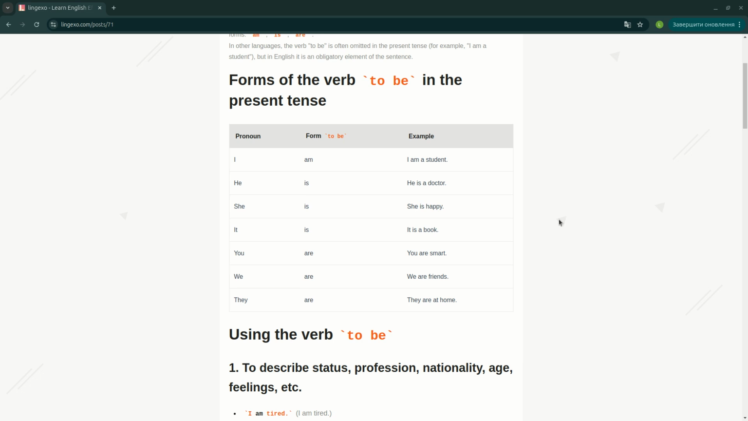Forms of the verb to be in the present tense. I am a student. He is a doctor. She is happy. It is a book. You are smart. We are friends. They are at home.